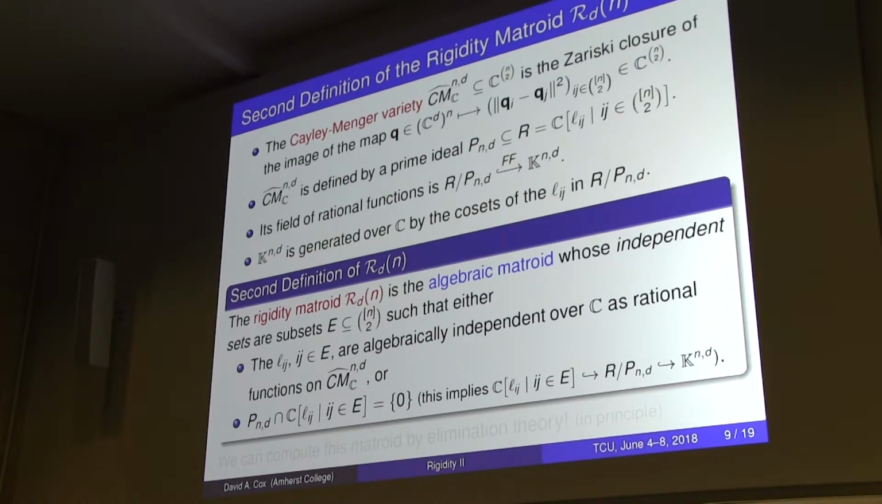But the other one is that this condition is actually equivalent because I take my prime ideal and I intersect it with the polynomial ring for just the variables of the set I'm looking at, and it turns out that this algebraic independence is equivalent to this intersection being 0. And the reason is that if this intersection is 0, this polynomial ring injects into the quotient ring, which injects into here, and that means these guys are algebraically independent. And the converse is equally easy to see.